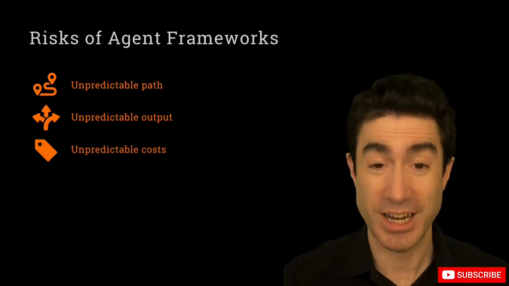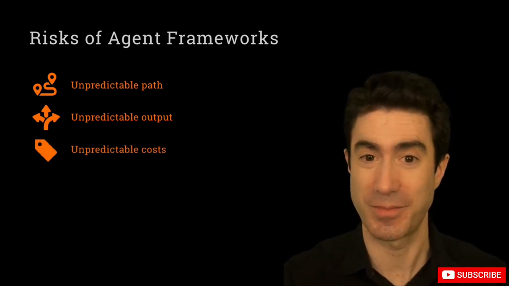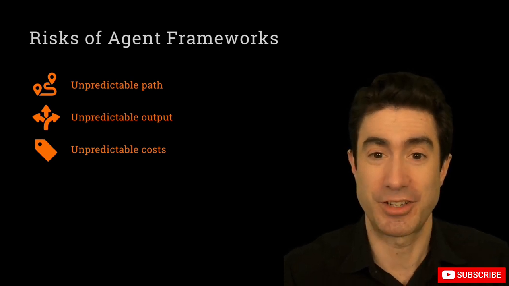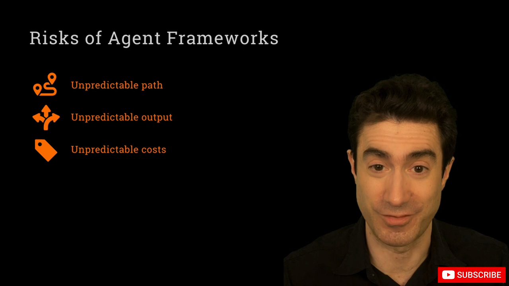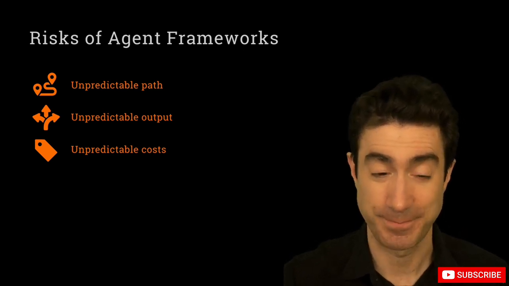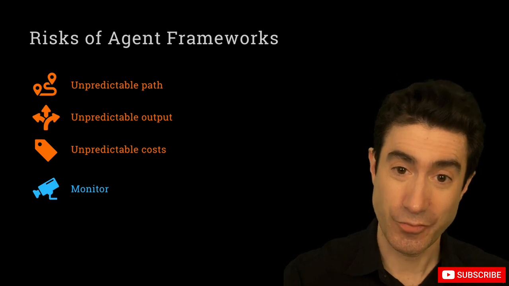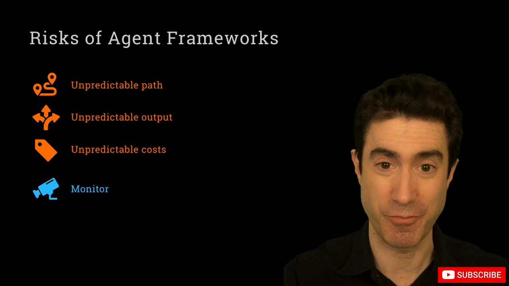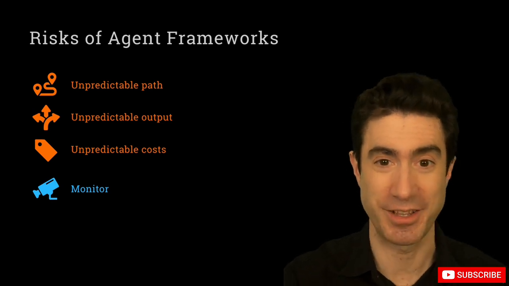There's also unpredictable costs. I alluded to that as well a moment ago. Because you don't know how long it's going to take, you don't know how much it's going to cost in terms of running the APIs and potentially building up a big bill. And so, as a result, there are a couple of mitigations that are incredibly important, both of which we will spend plenty of time on in the coming weeks.